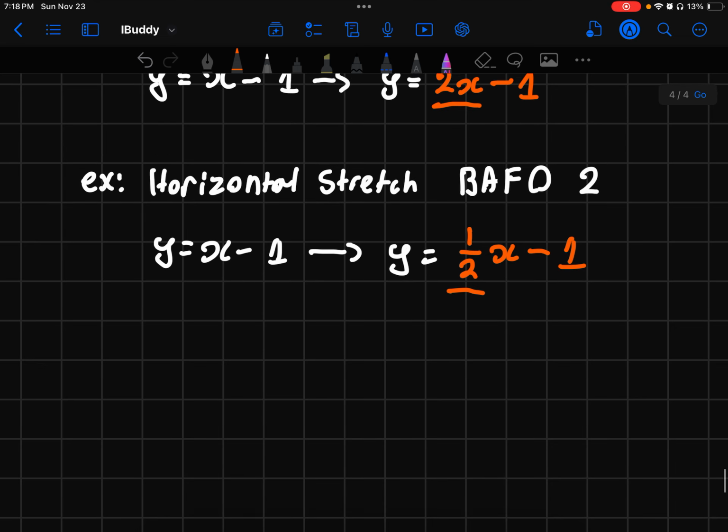If it was something else like y is equal to 5x minus 1, it would literally just turn into y is equal to 5 over 2 x minus 1. So yeah.